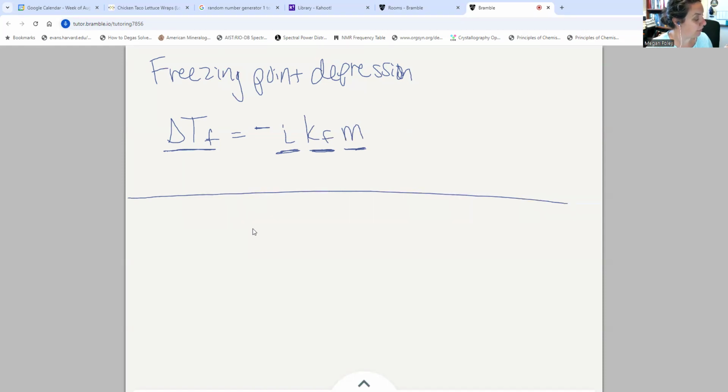Whatever. Boiling point elevation, freezing point depression. We can also look at osmotic pressure. So real quick, osmotic pressure. This is the amount of pressure that must be applied to stop osmosis from occurring.